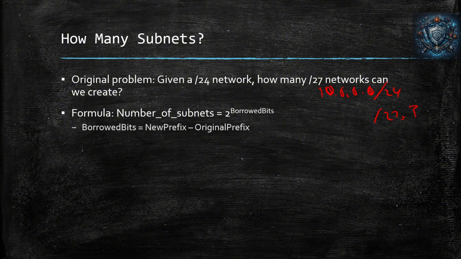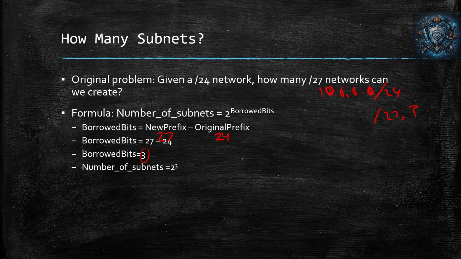Well, what are borrowed bits? To get borrowed bits, we're going to take our new prefix and subtract our original prefix from it. So our new prefix being 27, our original prefix being 24, leaves us with 3 borrowed bits. Now to get our total number of subnets, we take 2 and raise it to the number of borrowed bits, which gives us 8 total subnets.